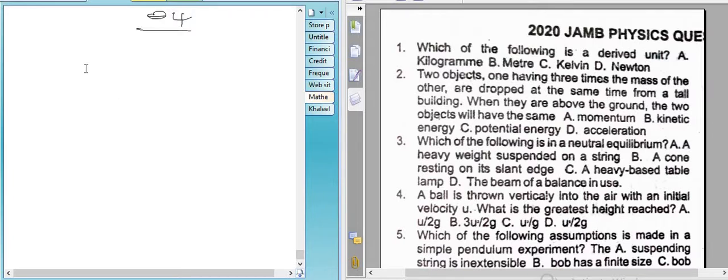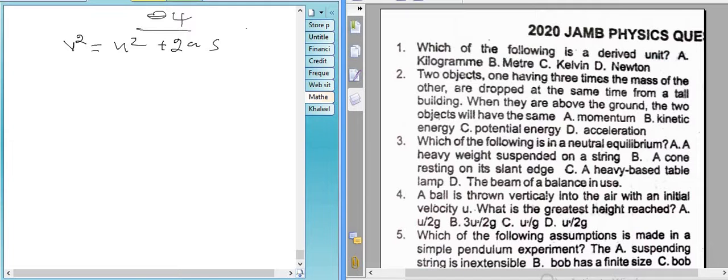So this is a very simple question, as we solved it in the last question paper. So now let us apply the equation of motion, which says v squared is equal to u squared plus 2as. Now let us have a simple diagram here to describe the information. Since it is a projectile motion and we don't have the angle, it will go off vertically.